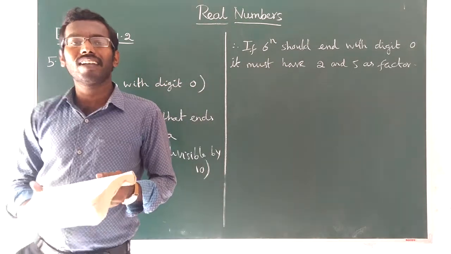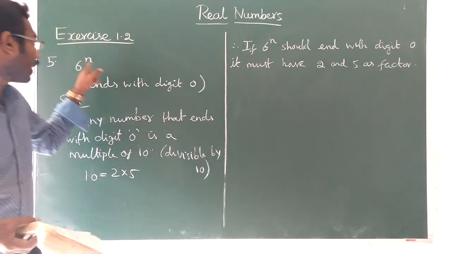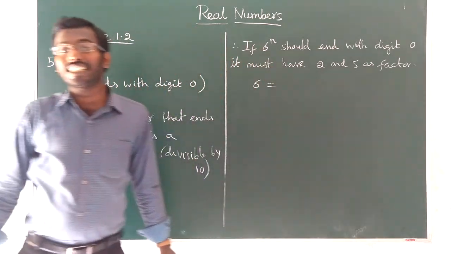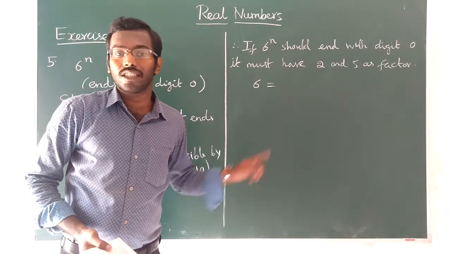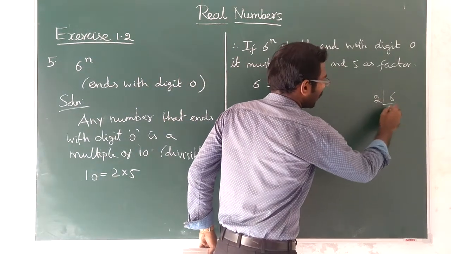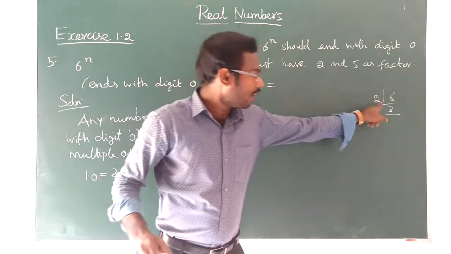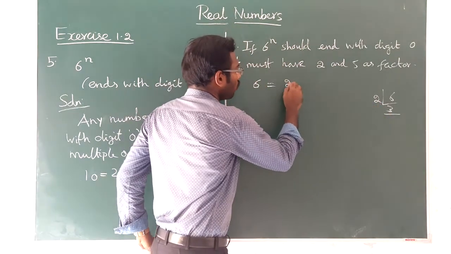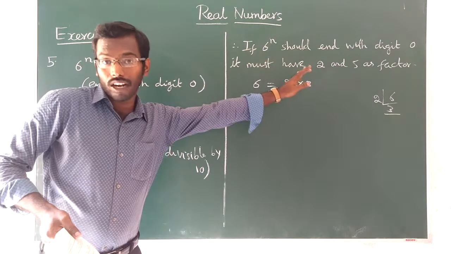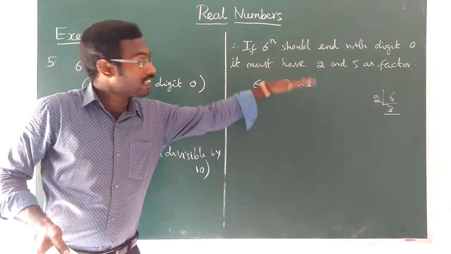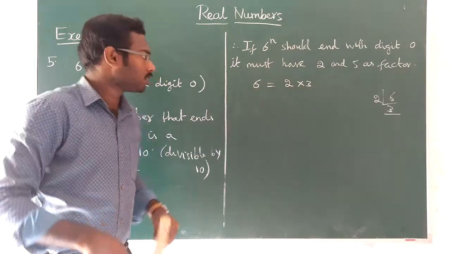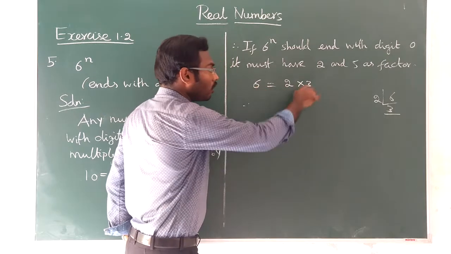Now, how will we check whether it has 2 and 5 as factors? So the number is 6 power n. How can we express 6 as a product of prime factors? 6 divided by 2, the answer is 3. 3 is a prime number. So 6 equals 2 into 3. You need not write this much detail for a 2-mark question. Since I am teaching now for the first time, I am explaining in detail. Understood? So 6 equals 2 into 3.